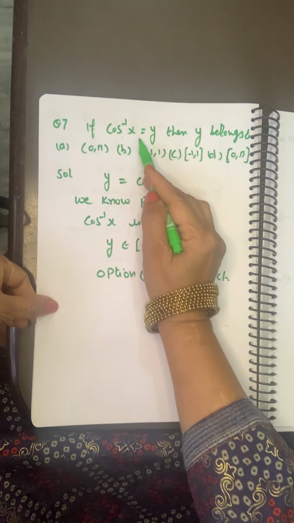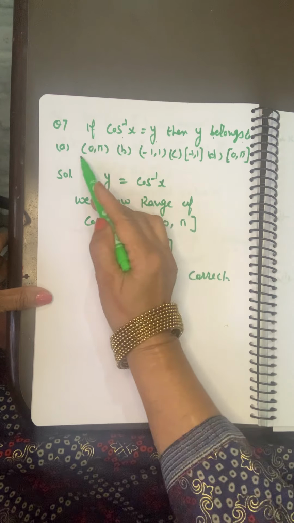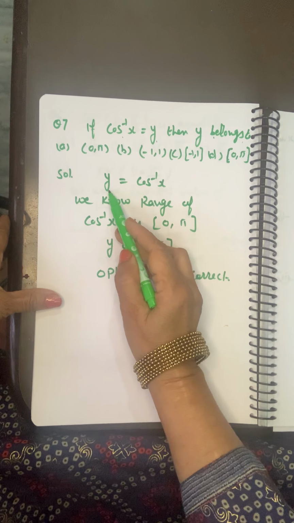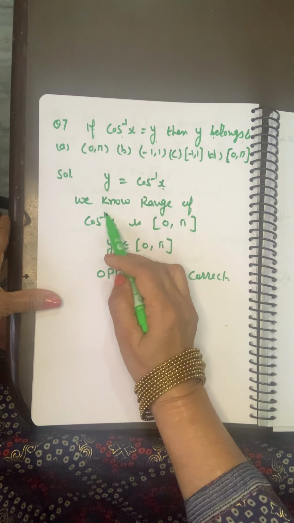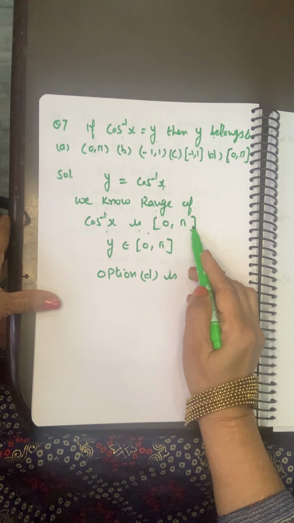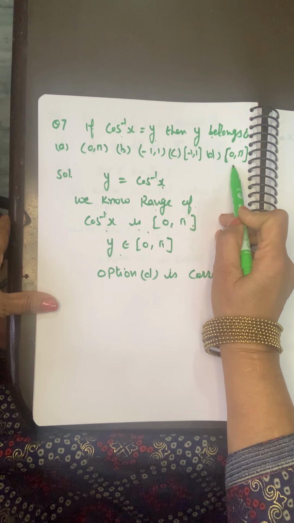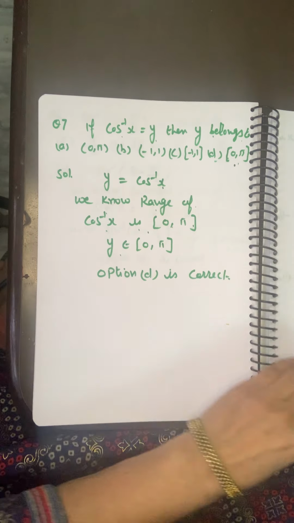If cos inverse x equal to y, then y belongs to the interval, which again we have given 4 options. Let y is equal to cos inverse x. We know the range of cos inverse x is the closed interval 0 to pi. So y belongs to the closed interval 0 to pi. Which option is correct? Option D is correct.